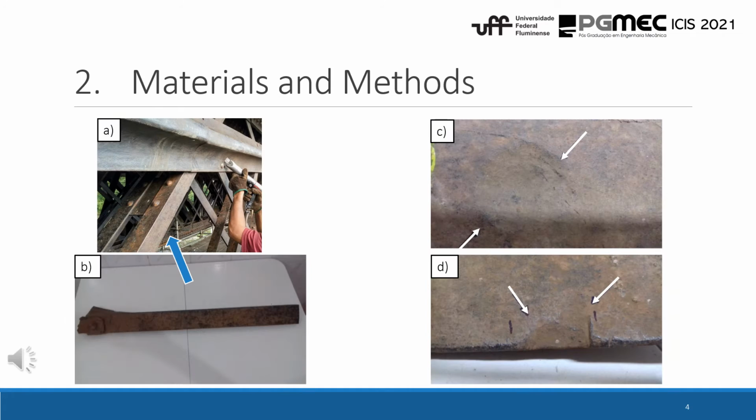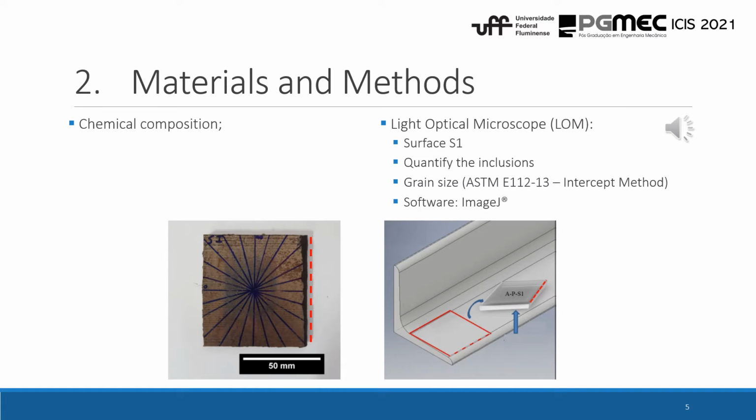On the first picture, on letter A, you can see the position of the profile studied on the bridge. On letter B, you can see the profile itself, and it had some signs of surface wear and some plastically deformed regions, as you can see on pictures C and D. First of all, we analyzed the chemical composition of this profile.